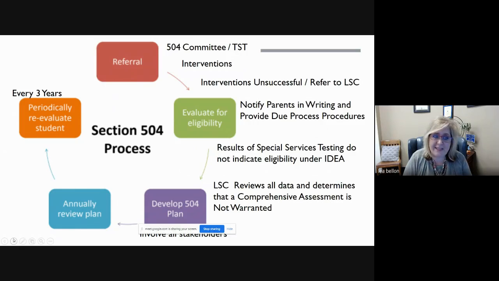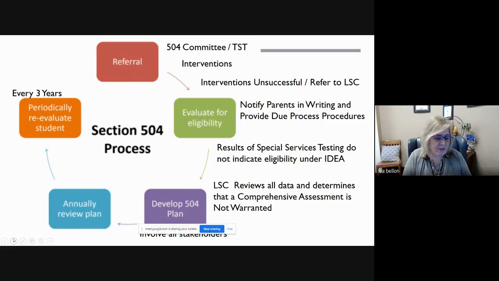The committee is going to sit down, look at all of the information, and make a determination of whether or not they need to put a plan in place, okay? So a lot of times I do hear people saying, well, they didn't qualify for special ed, so we're going to give them a 504. It's not automatic, but it is the next step in considering, okay?